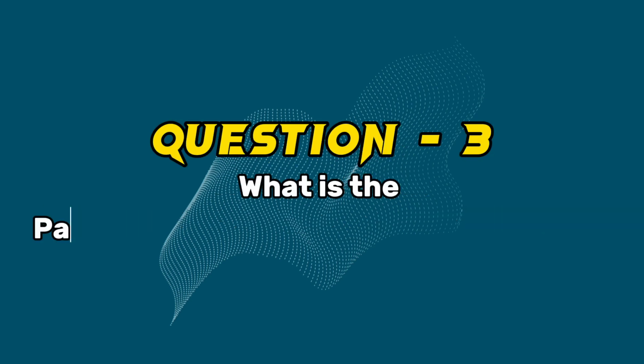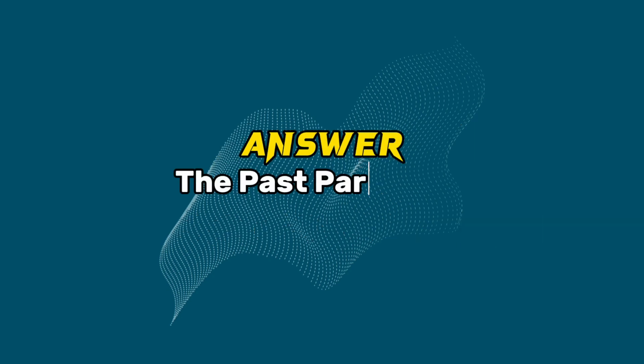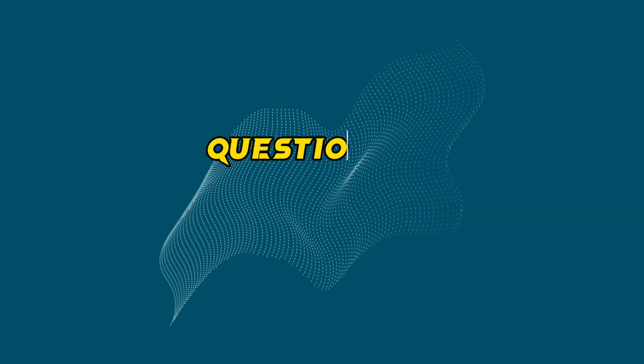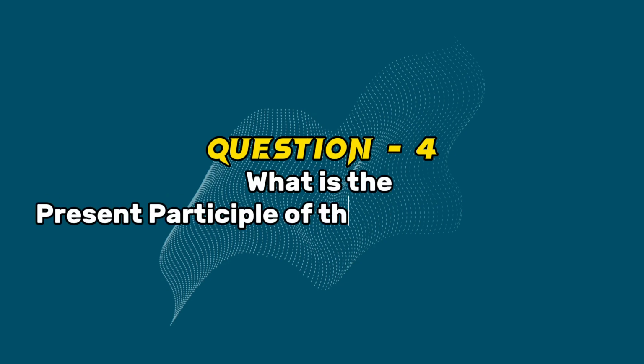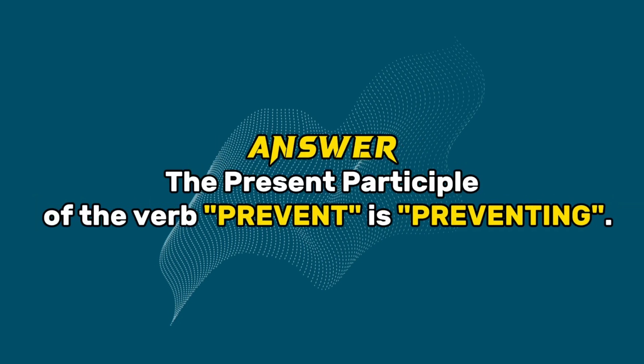Question 3. What is the past participle of the verb prevent? Answer. The past participle of the verb prevent is prevented. Question 4. What is the present participle of the verb prevent? Answer. The present participle of the verb prevent is preventing.